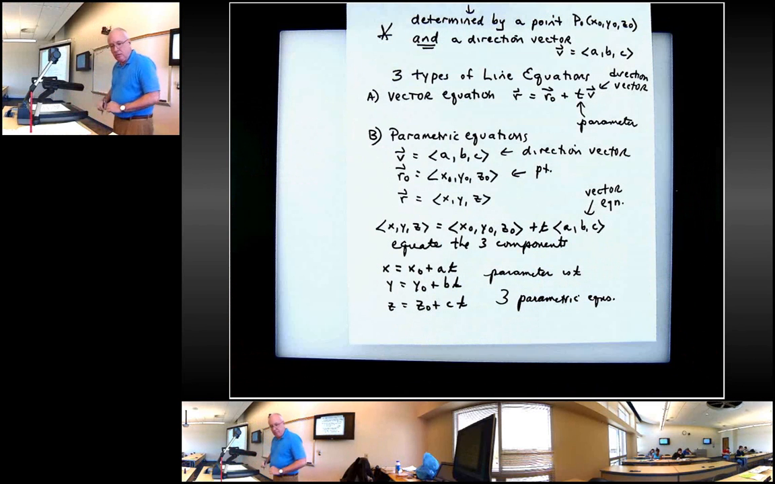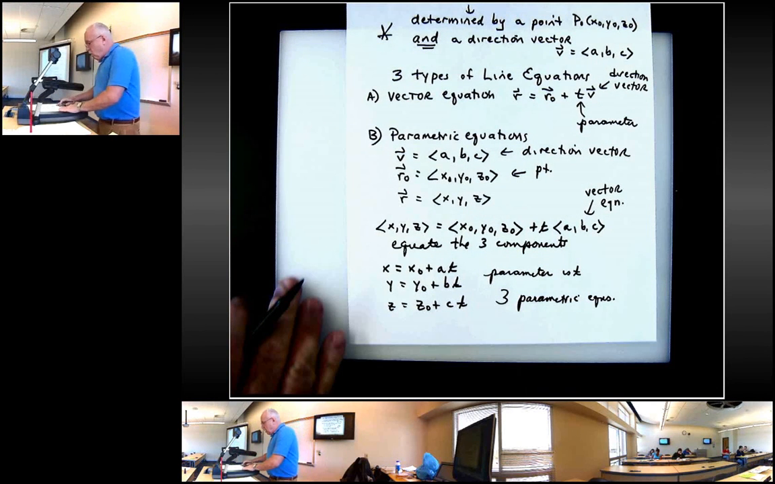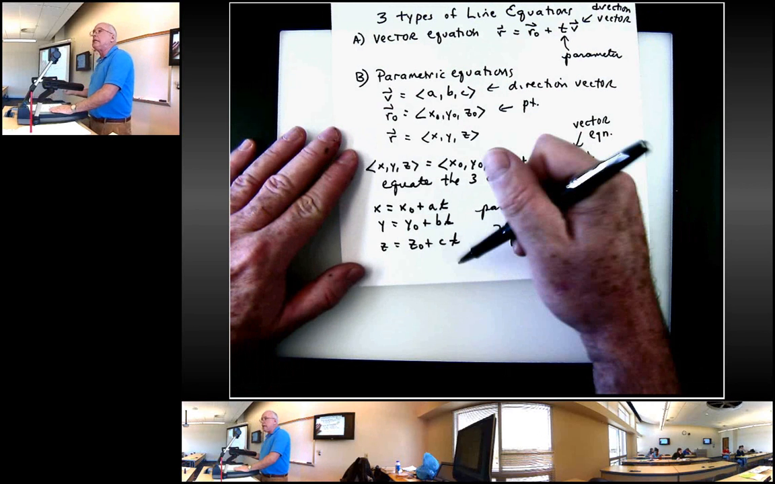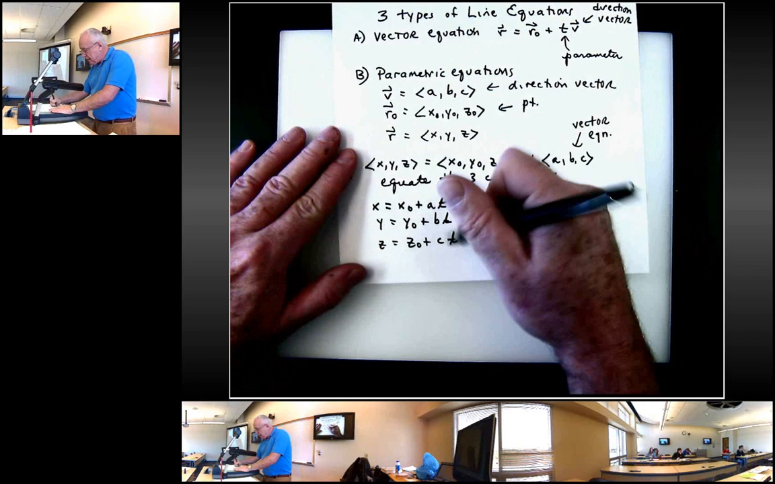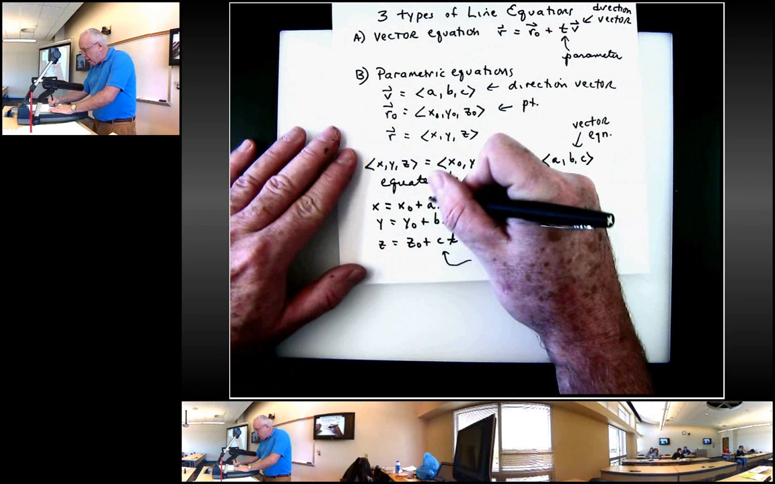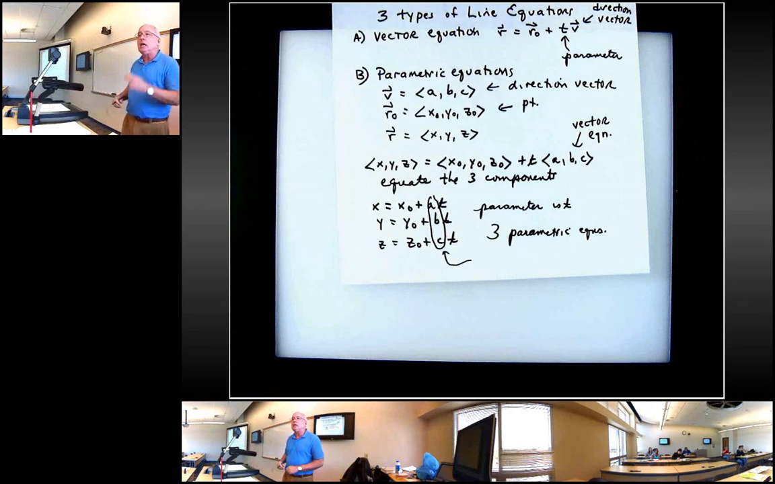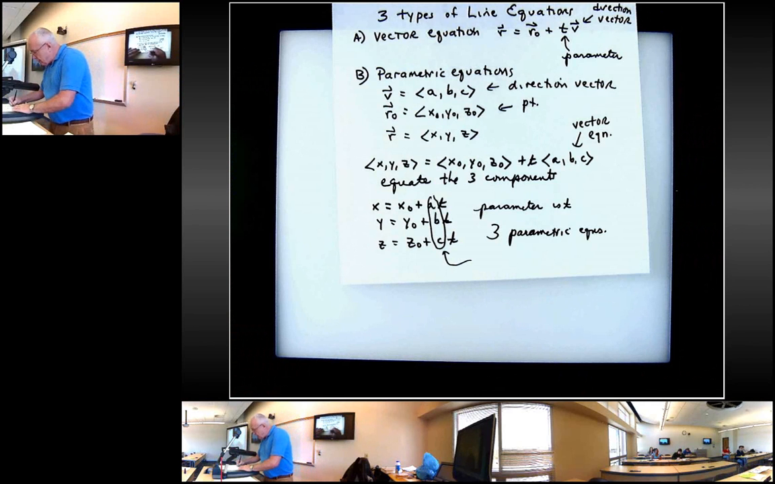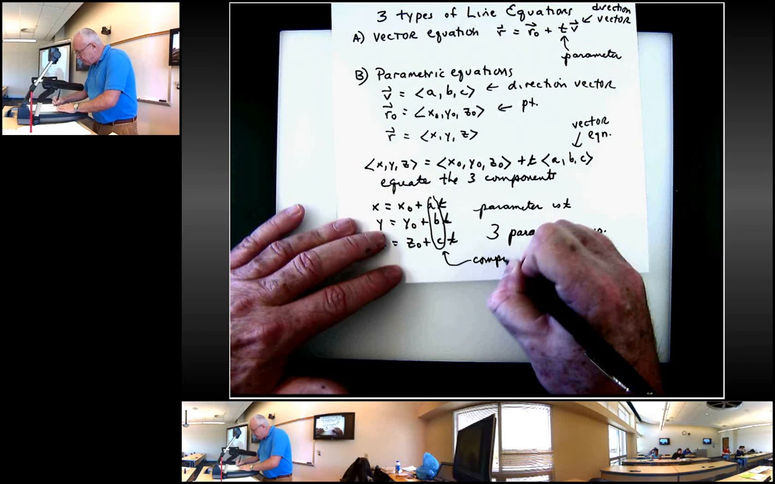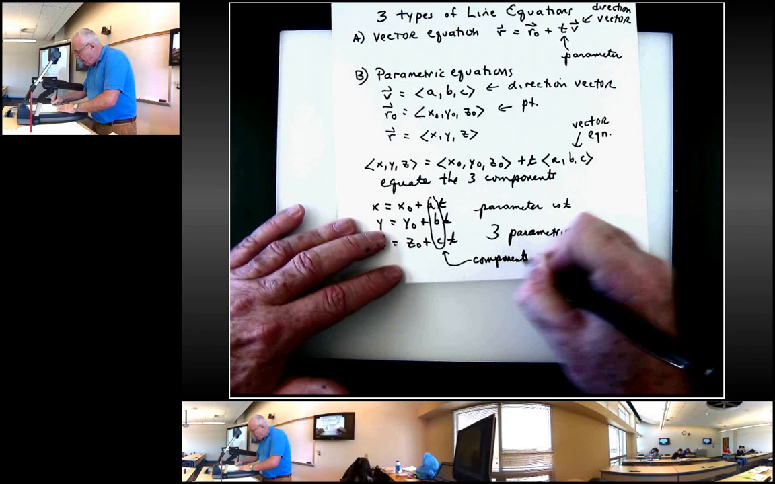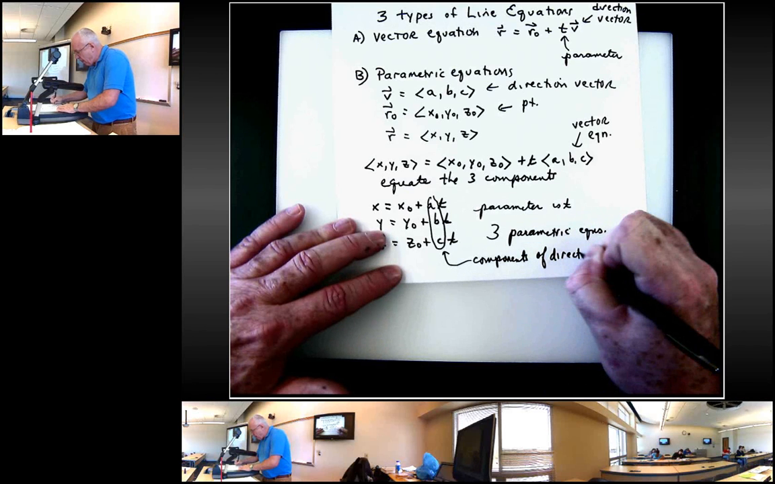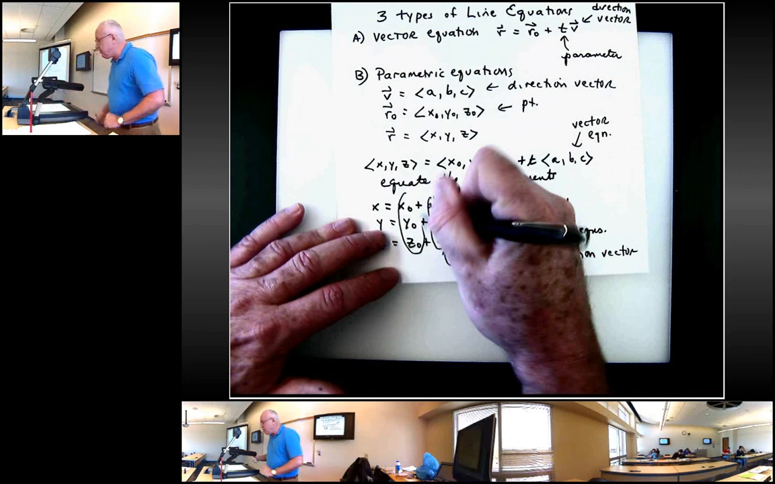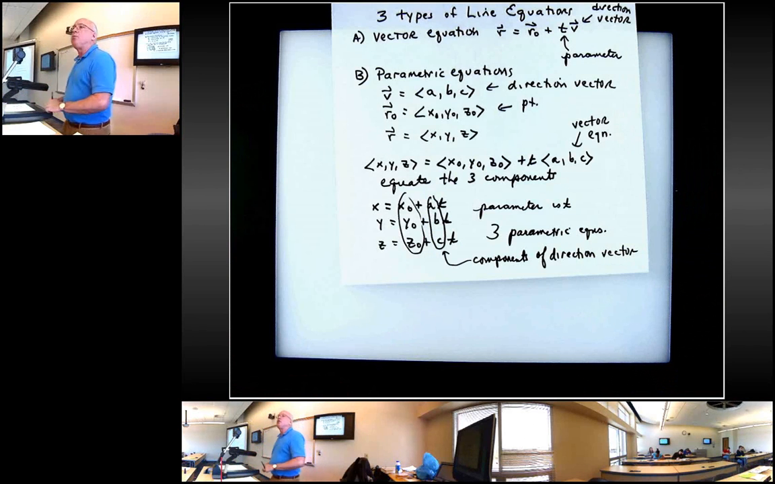All right. Now, from these three parametric equations, what we can glean, first of all, is that the a, b, and c right here that are multiplying the t, that's going to be your direction vector, okay? Those are the components of the direction vector. And then this x naught, y naught, and z naught in front, that's your single point on the line.